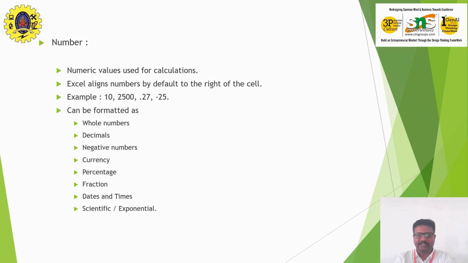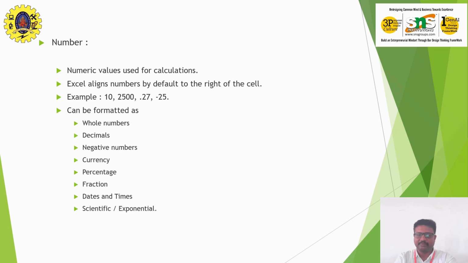The second type of data is numbers. Numeric values that are used for calculations are said to be number data. Excel aligns numbers by default to the right of the cell. Examples of this data are 10, 2500, 0.27, minus 25. Everything comes under number data.